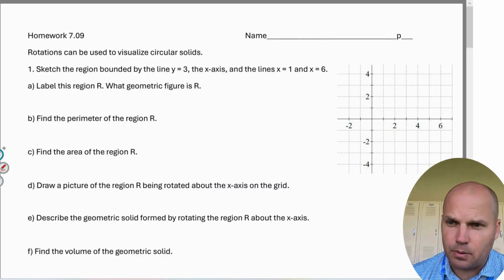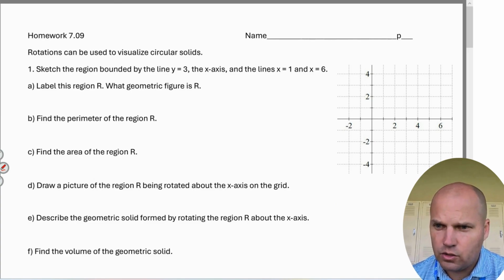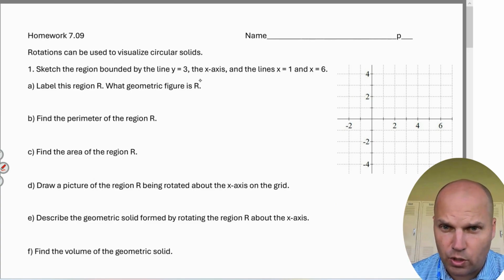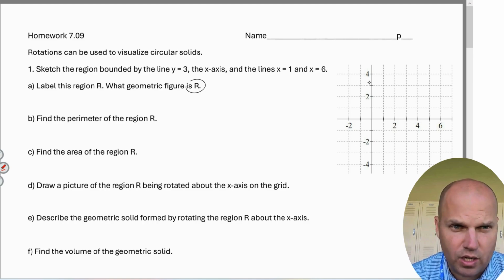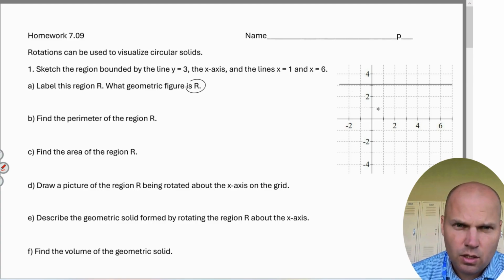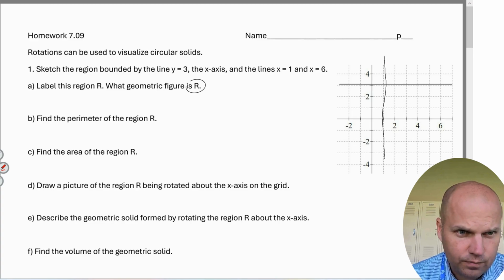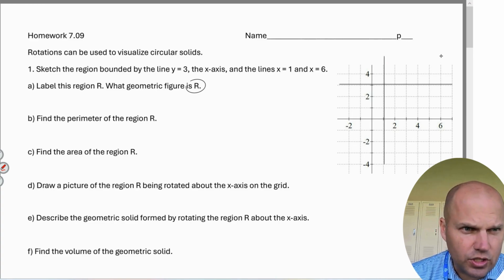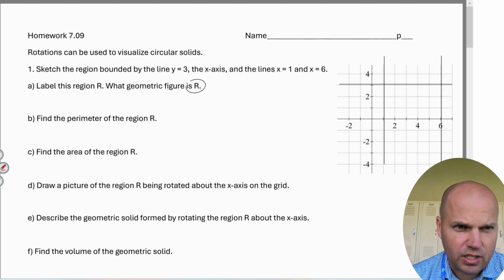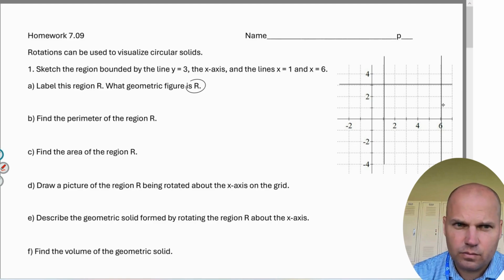You need to start by knowing what the region R is. So we want region R, which is y equals 3. Y equals 3 passes through the line y equals 3. X equals 1 passes through the x coordinate of 1. X equals 6. X equals 6. X-axis.